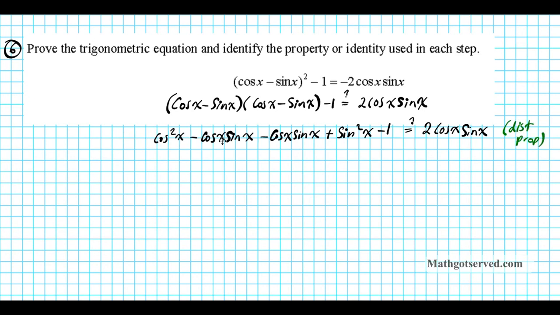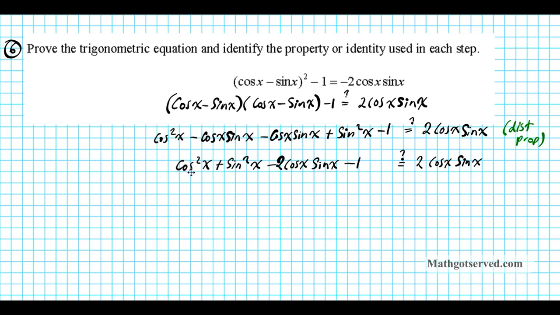Okay, now let's simplify. The middle terms cancel out, so we're going to have cosine square x plus sine square x. Actually, they don't cancel out. We can actually combine them, right? So if I combine these two, it becomes negative 2 cosine x sine x minus 1. Is it equal to 2 cosine x sine x?